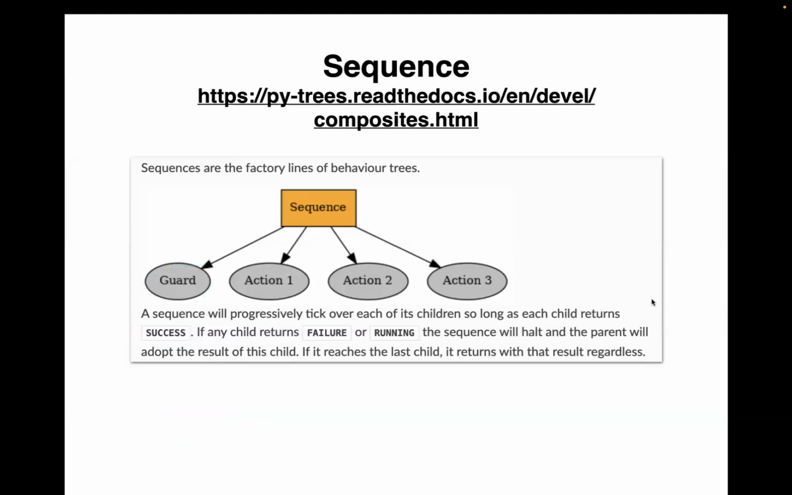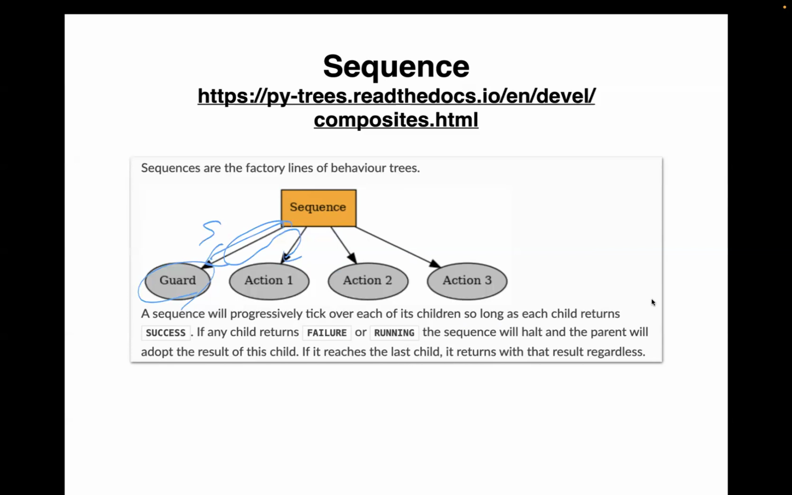So what does a sequence do? As written here, a sequence will progressively tick over each of its children so long as each child returns success. So basically the sequence is monitoring if all the children return success, success, success, and success. If any child returns failure or running, the sequence will halt and the parent will adopt the result of the child. So when the first function returns success, it will switch to the next function.